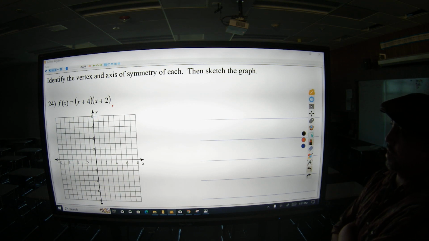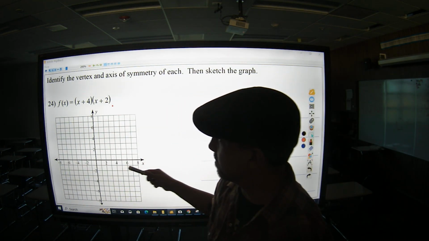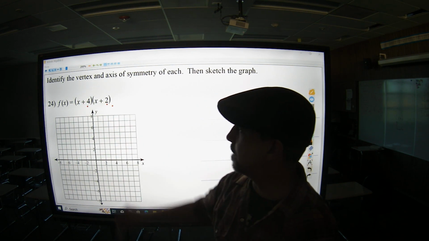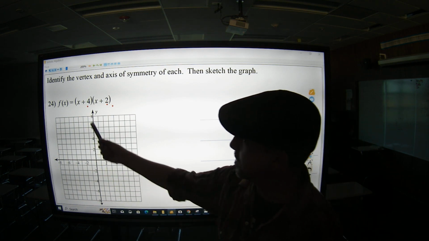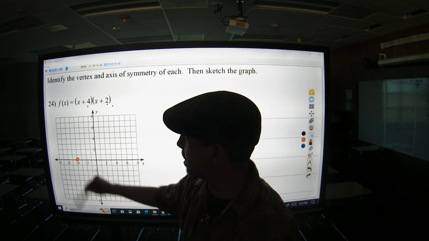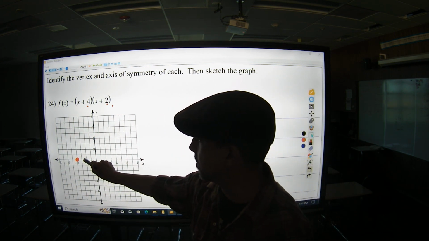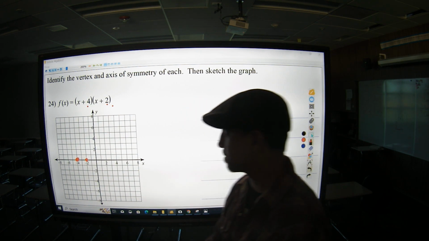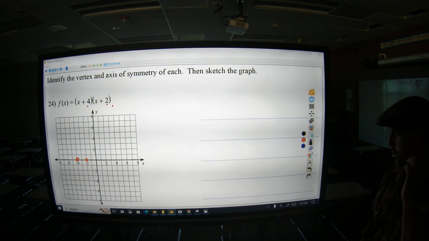And so what I taught you guys to do in this case was, in order to find the zeros, in order to find the places where it crosses the x-axis, we'd have to change the sign of the constant values inside the binomial. So because this is a positive 4, I know the function is going to be equal to 0 at negative 4. And because this is a positive 2, I know the function will be equal to 0 at negative 2. And so I know both of those points are on our parabola.